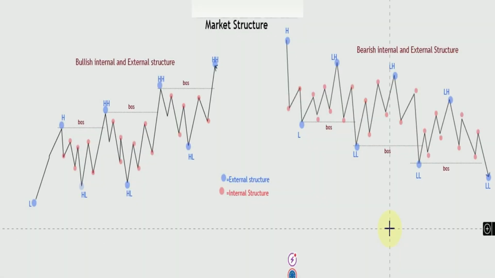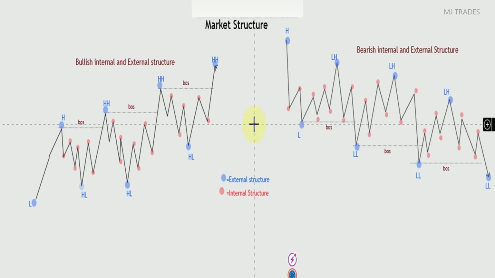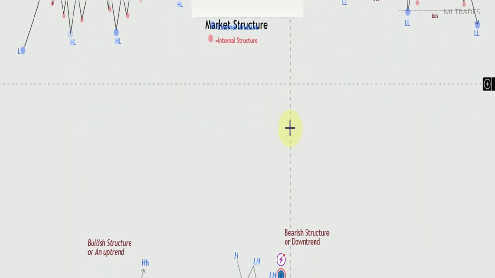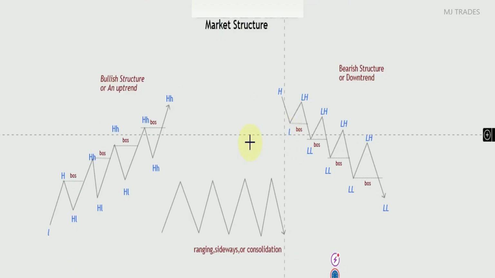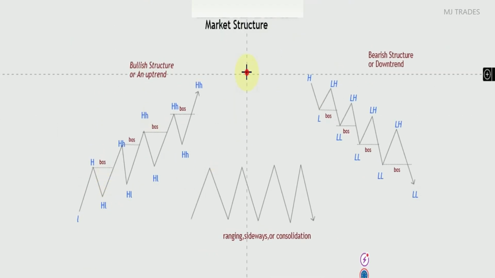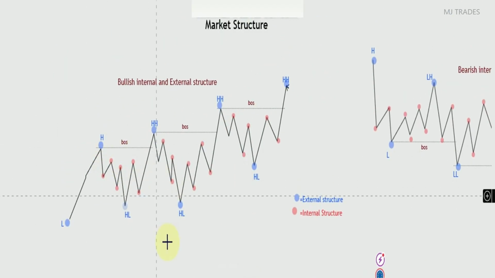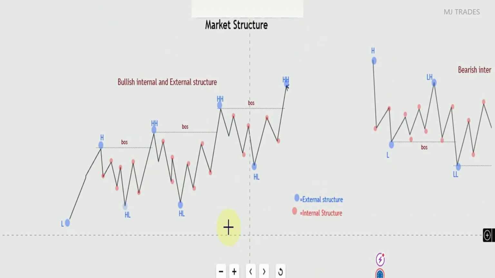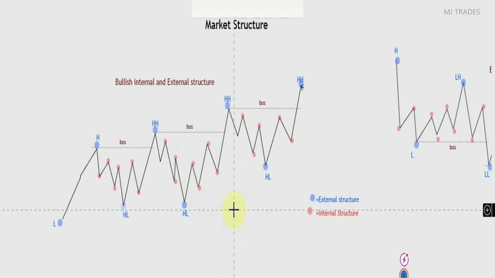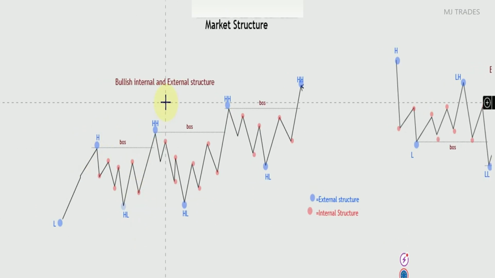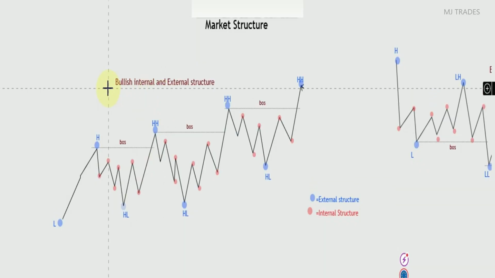Okay, welcome guys to the next class on market structure. This time we're going to be talking about bullish internal and external market structure, and bearish internal and external market structure. Like I said in the last class, the market is not going to look as simple as just higher lows, higher highs, higher lows, higher highs. This is exactly how it's going to look on a chart. Then we're going to talk about how you can easily identify the most valid high and the most valid lows. So we're going to start with the bullish market structure.